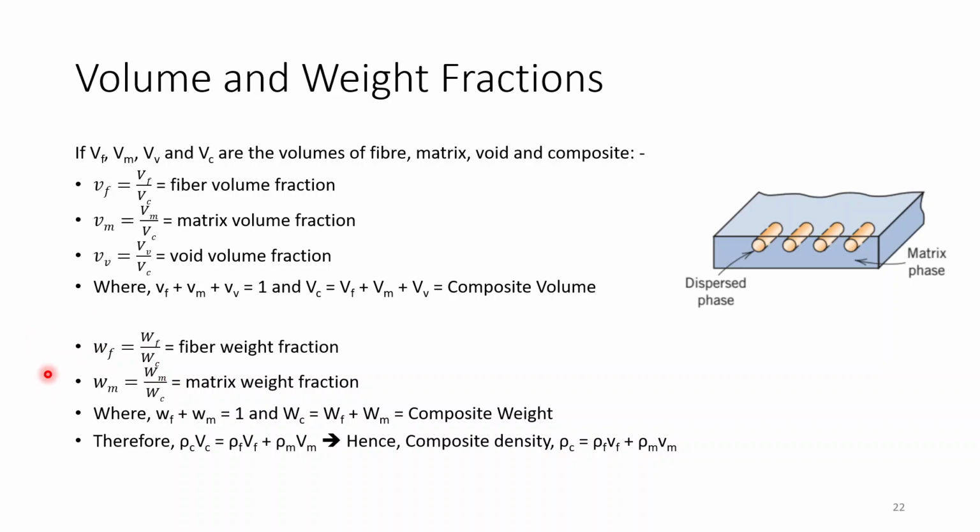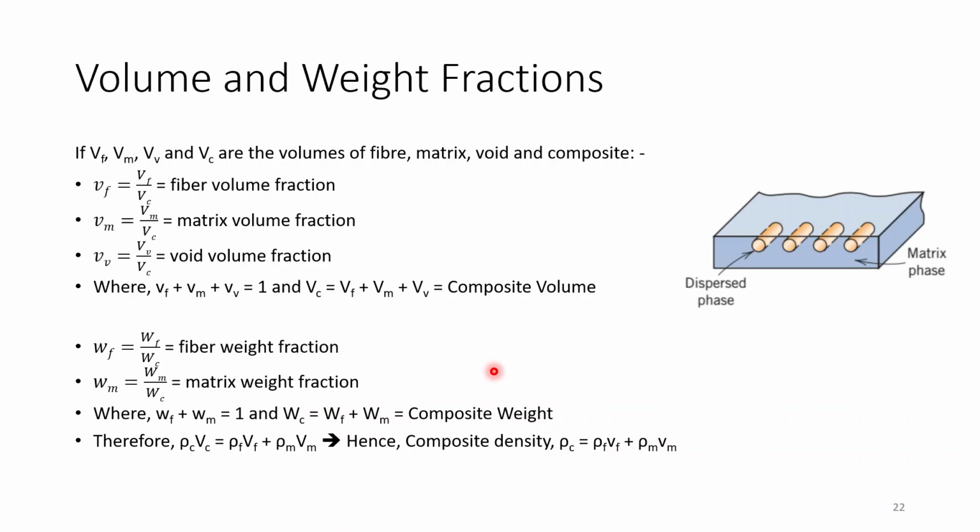And in terms of weight, for weight fraction you have to divide weight of fiber by the weight of composite, and void won't be having weight, so we won't be considering voids here, and weight of matrix divided by weight of composite. Next, the addition of these weight fractions will be 1, and weight addition will be equal to composite weight.